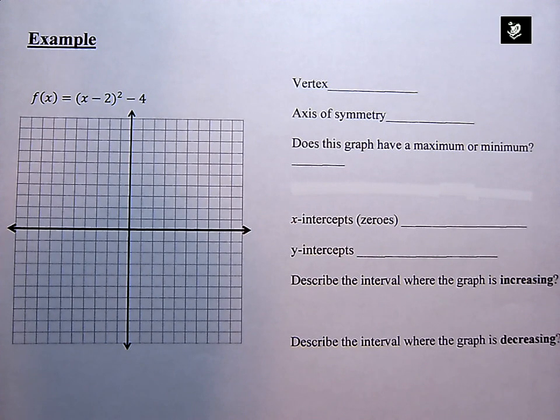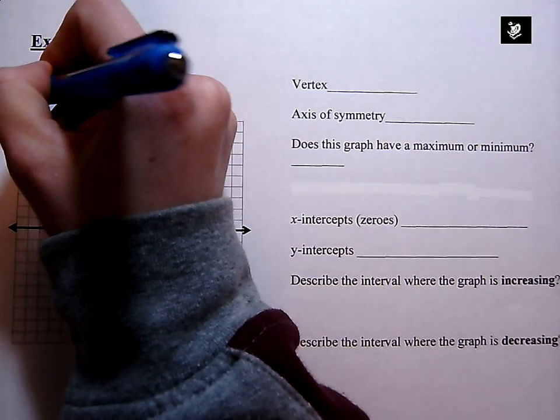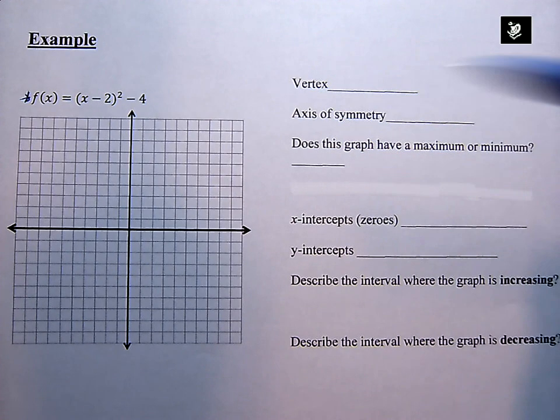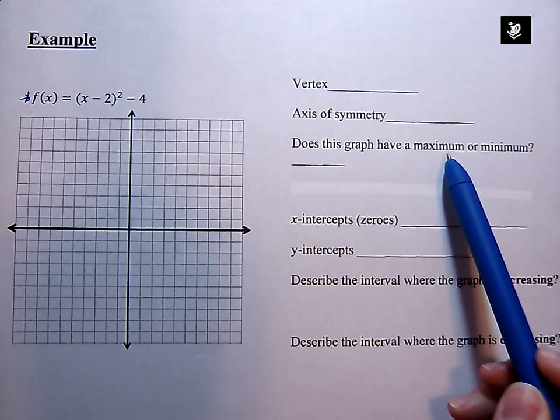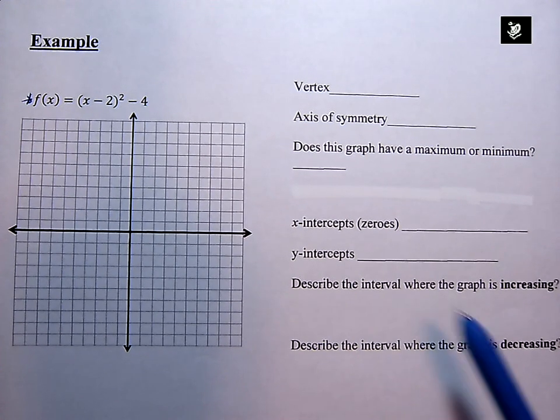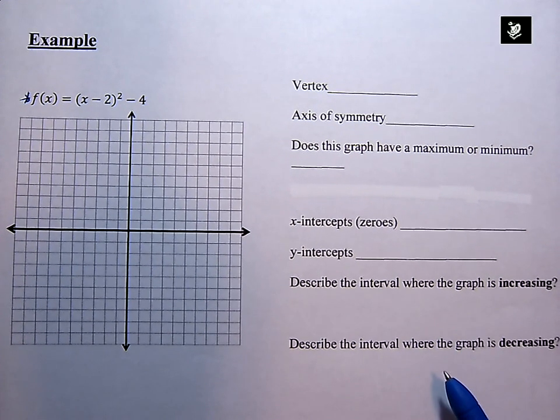I just wanted to give you one to model. So we're going to graph this equation right here, and we're going to find the vertex, the axis of symmetry. We're going to determine if it's a max or min, what the x-intercepts are, the y-intercepts are, and where the graph is increasing and decreasing.